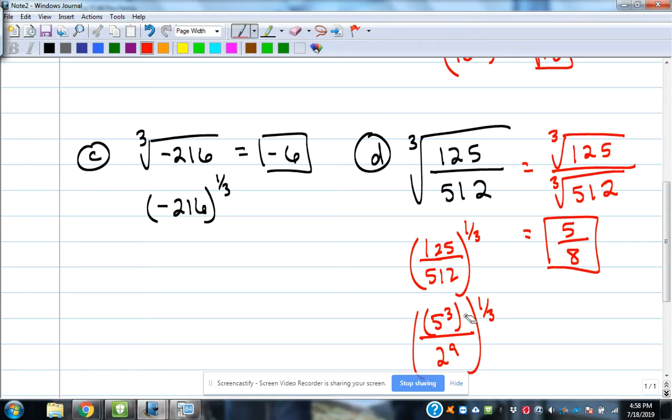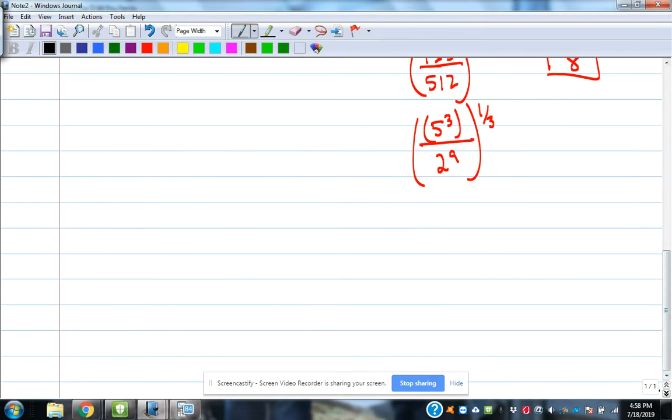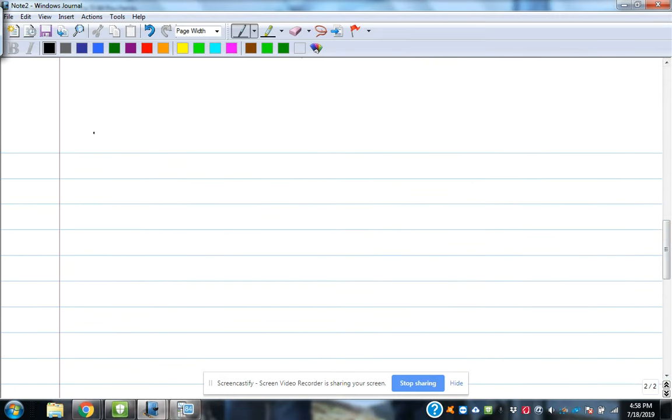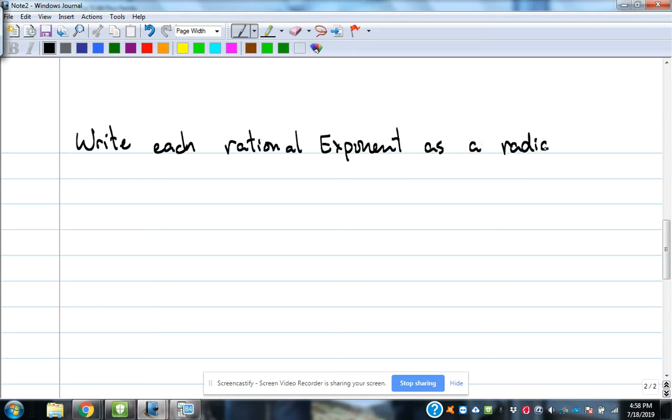All right, let's do example E, where we're changing up directions. We're not simplifying here. We're just converting. So we're just going to work on the conversion. We're going to write each rational exponent as a radical expression.